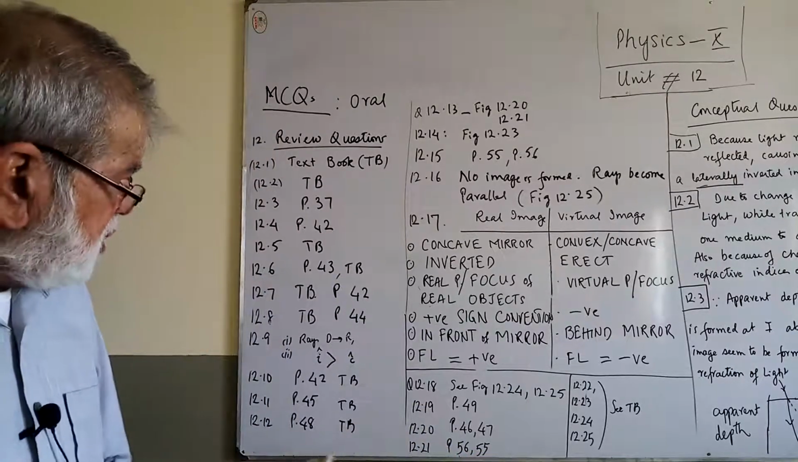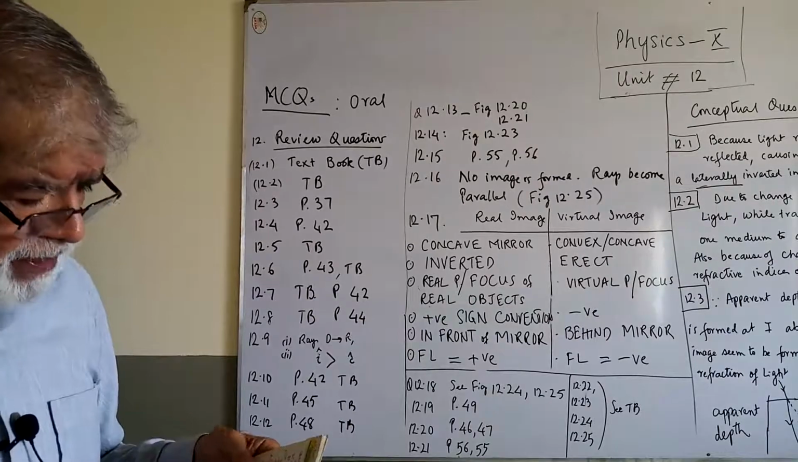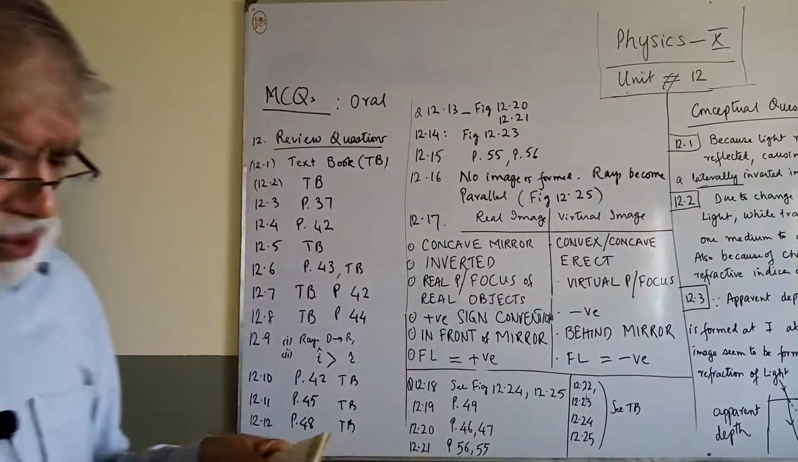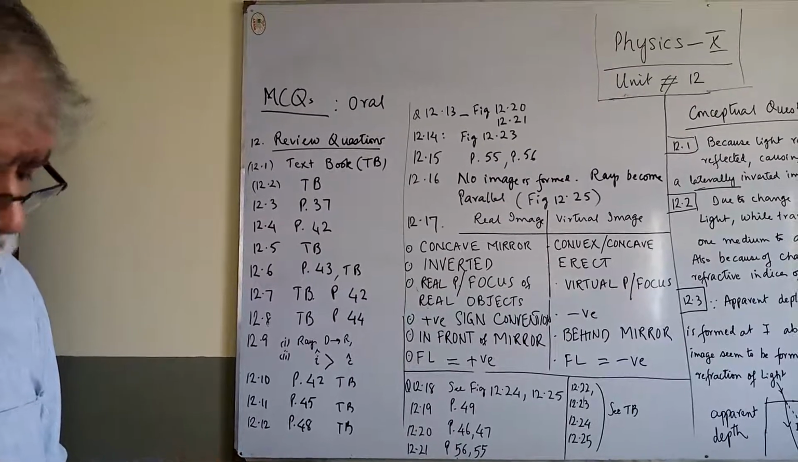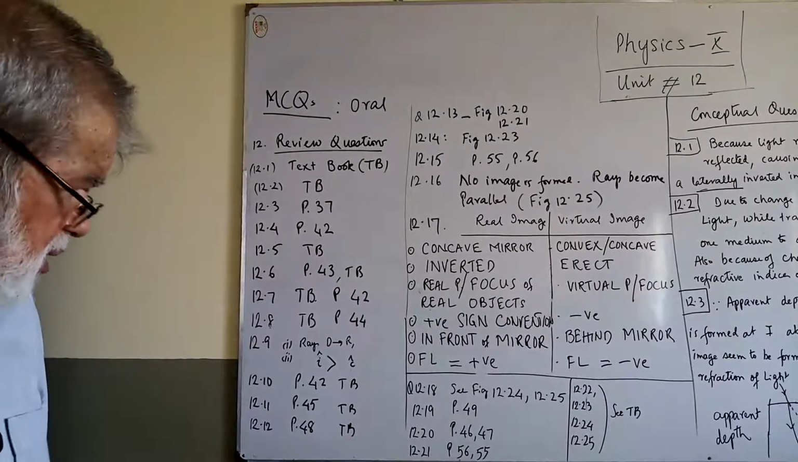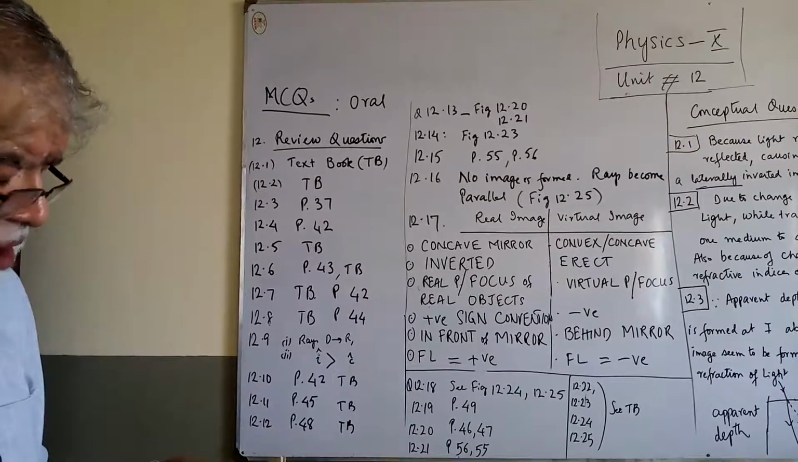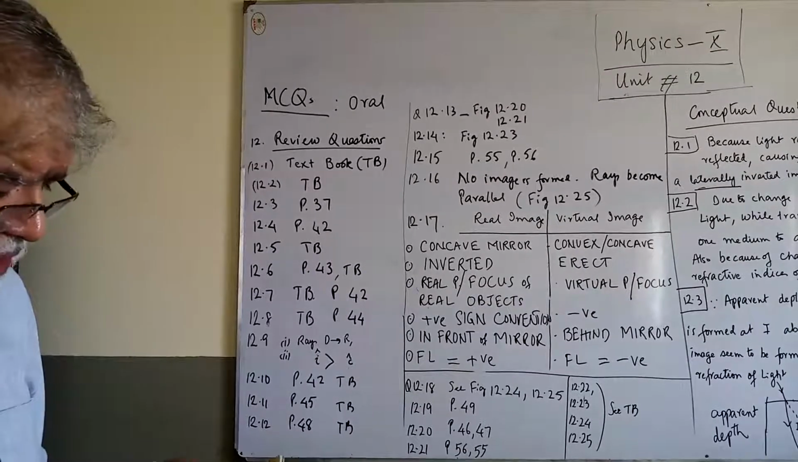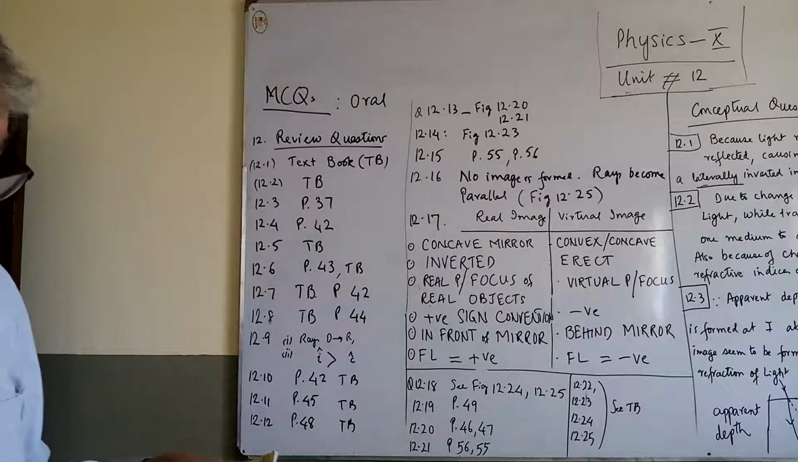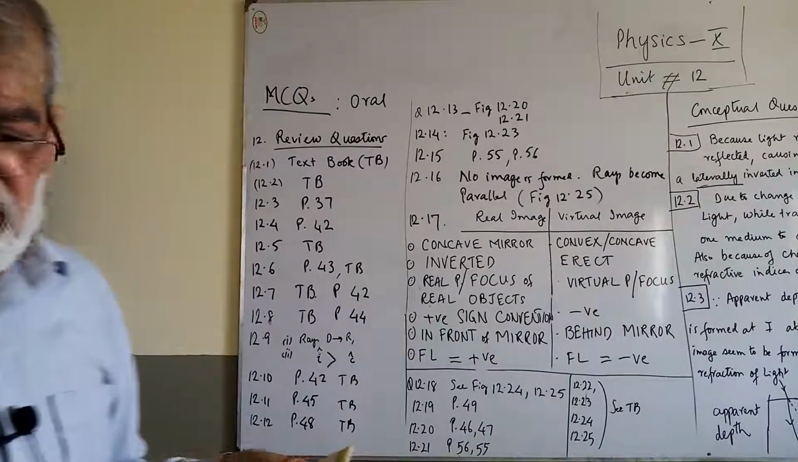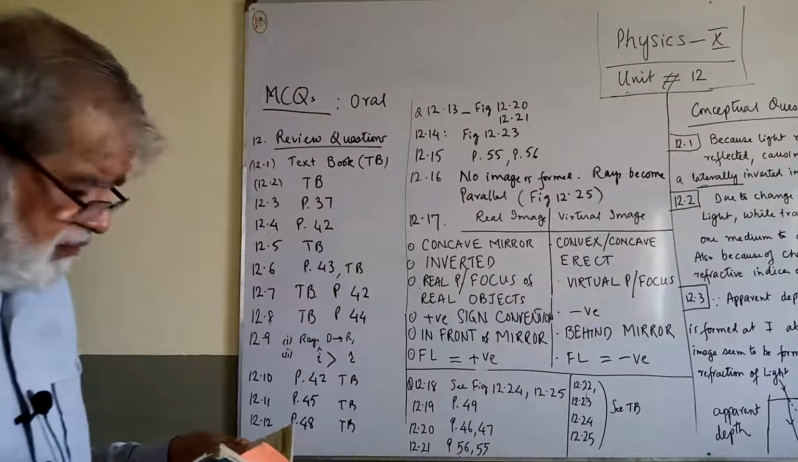The next question is 12.18. How does a converging lens form a virtual image of a real object? 12.18. Please see figures 12.24 and 25. How can a diverging lens form one? This is also on figures 12.25 and 24.